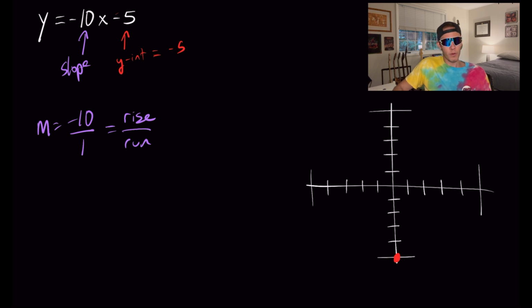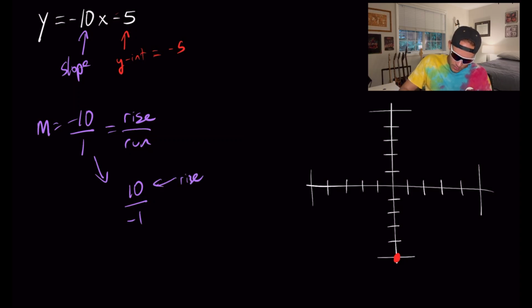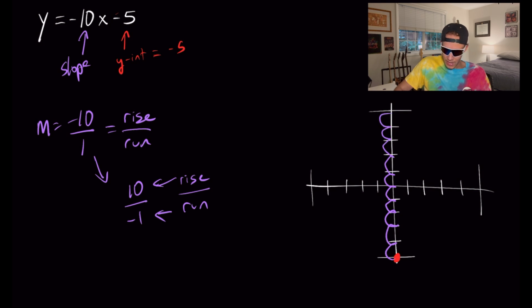But since I didn't, what we're going to do instead is rewrite this as 10 over -1, right? It doesn't matter where you put the negative sign, as long as you don't put it on both of them. So if we do it this way, then our rise is going to be 10, plus 10, and then our run is going to be -1. So if I rise 10, so 1, 2, 3, 4, 5, 6, 7, 8, 9, 10, and then I run 1, or go to the left 1, that point is going to be right about there. And that's all the room I have on this graph.